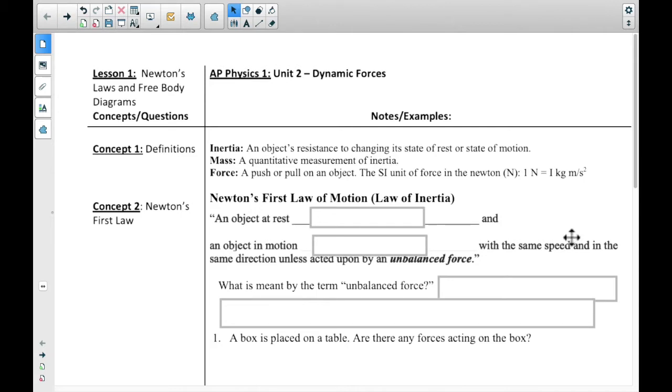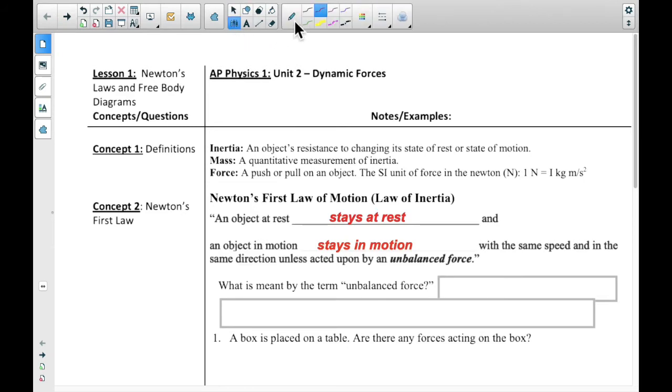Okay, we've all heard of Newton's first law before. An object at rest, you know the rest of it, tends to stay at rest, and an object in motion tends to stay in motion. Now, this second part is actually quite important, and it's the part that we don't really say very frequently. Everyone kind of remembers that first part, but this second part is important too. It stays in motion with the same speed and in the same direction unless acted upon by an unbalanced force.